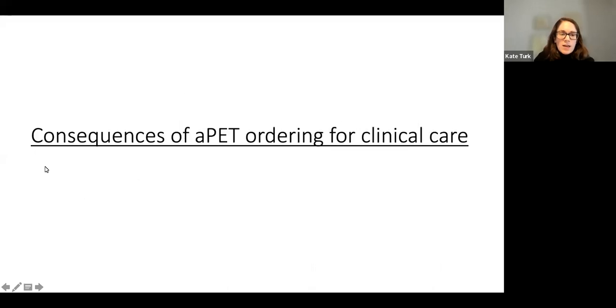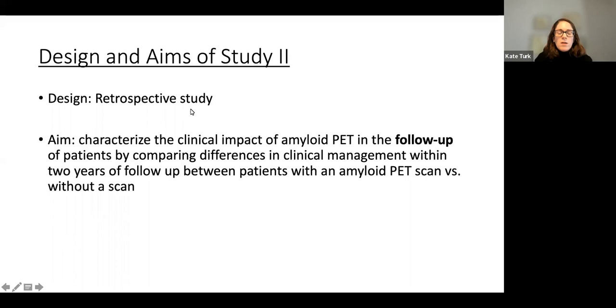So moving on to the next project using this database. We were looking at the consequences of amyloid PET ordering for clinical care and management of these patients. It had the same design. We used a retrospective study. We wanted to characterize the clinical impact of amyloid PET in the follow-up of patients by comparing the differences in clinical management within a 2-year period of follow-up for these patients who had an amyloid PET scan versus those who'd never got an amyloid PET scan.